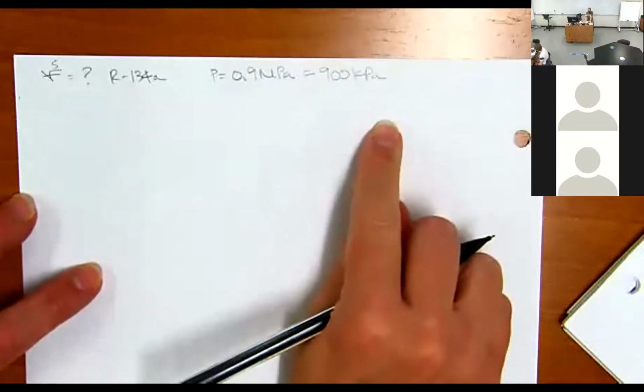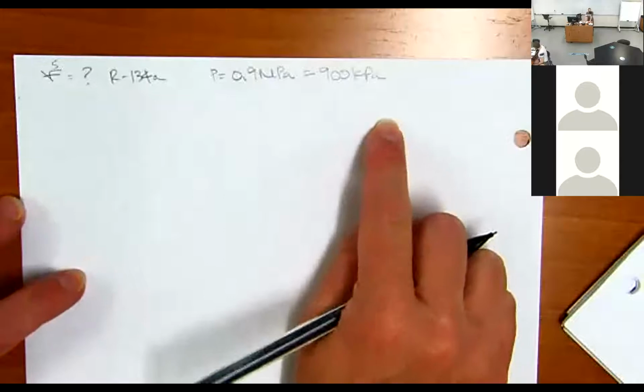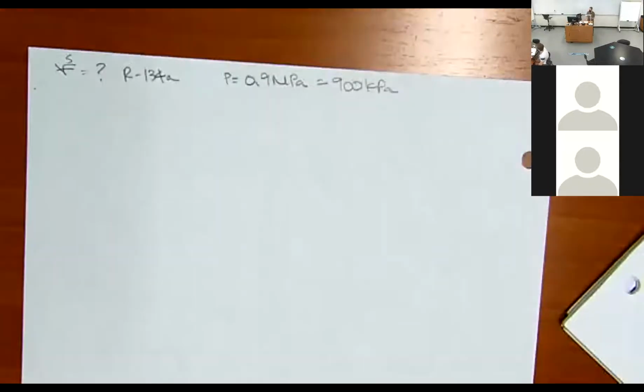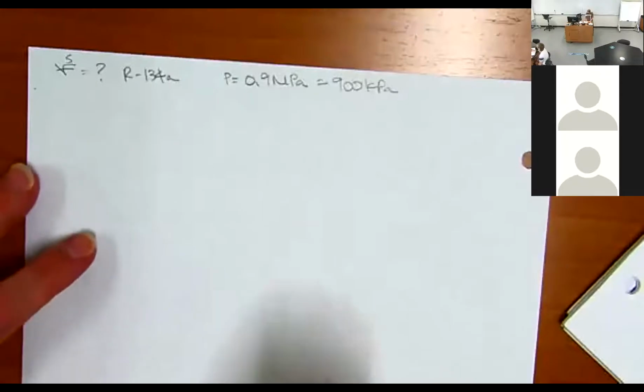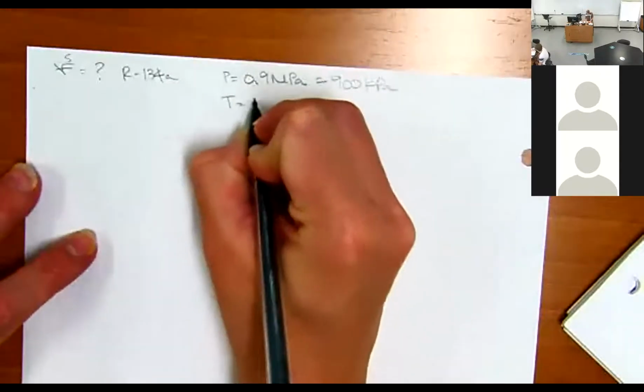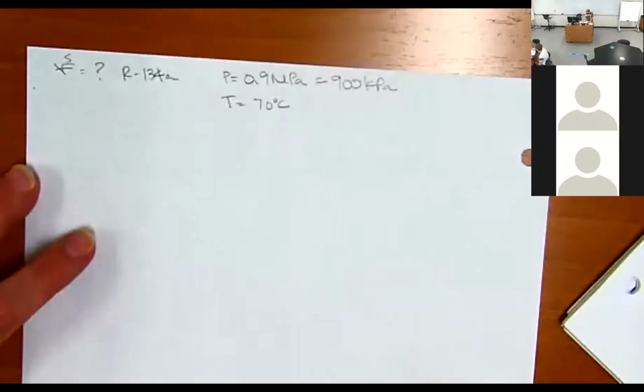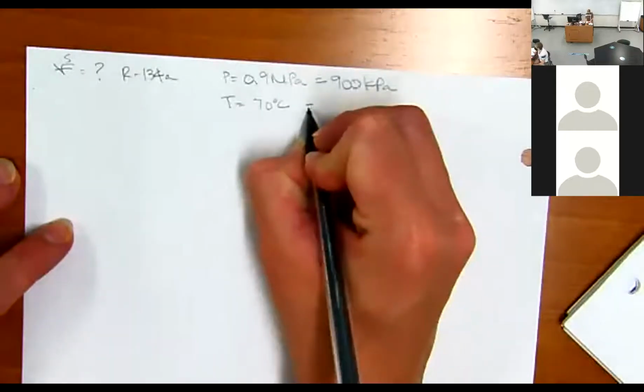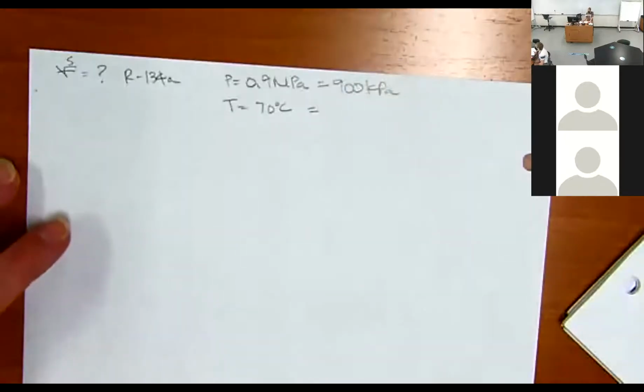I pretty much always convert to kilopascals because you'll learn that you're going to be working in mega and kilopascals for these problems. So might as well just have those available. We're told that our temperature is 70 degrees Celsius, which we're also going to want to know in Kelvin. So how many degrees Kelvin is 70 degrees Celsius?